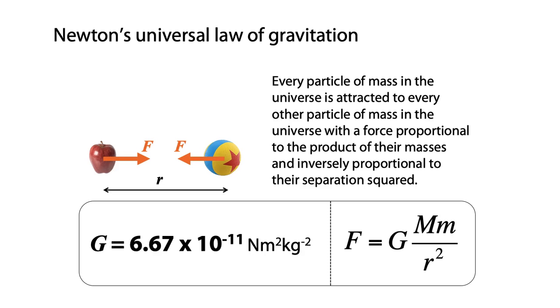And so a value of G can be calculated: 6.67 times 10 to the minus 11 newtons meter squared per kilogram squared, which is a very, very small number. Two 1 kilogram masses 1 meter apart will have a force of 6.67 times 10 to the minus 11 newtons.